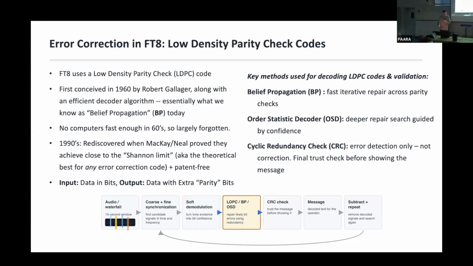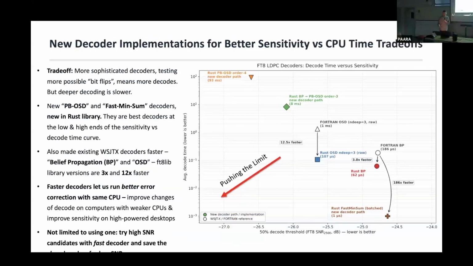So these methods, like I mentioned, belief propagation or order statistic decoders, are just a lighter, faster decoder, and OSD is maybe a deeper, more computationally intense one. But it's not really super important how they work. And then CRC is this cyclic redundancy check that I mentioned. Okay, so now I'm going to get into the actual results of this library that I've been working on for a while, just on and off.